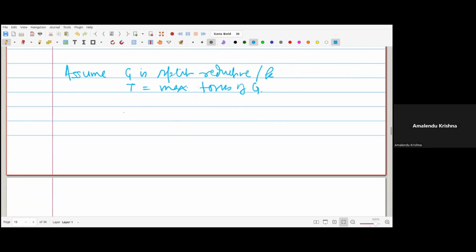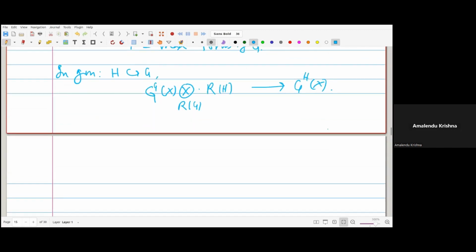Now you notice that this isn't true in general. Suppose you have H, a closed subgroup of G. Then you have this map, right? G of X tensor over RG of RH to GH of X. The question is, when is this an isomorphism?